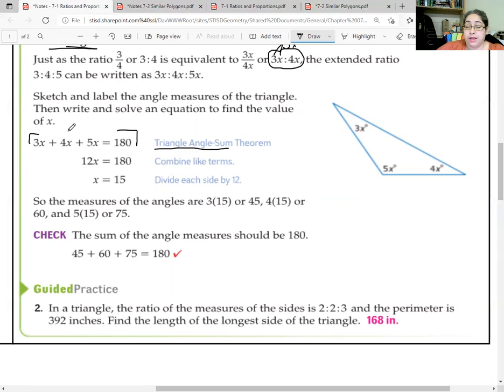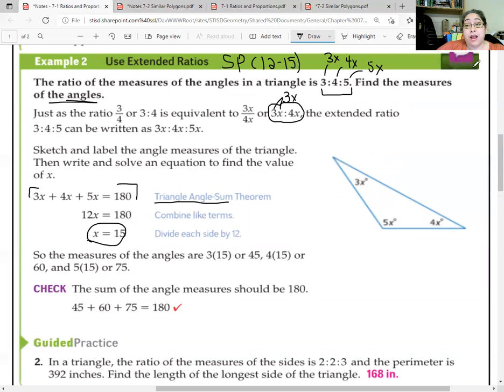3x, which is one angle, plus 4x, another angle, plus 5x, the third angle, equals 180. 3 plus 4 plus 5 is 12, and 180 divided by 12 is 15. And so x is 15. But I didn't get asked for x, I wanted the measures of the angles. So this angle measure here, 3x, is 3 times x, which I found to be 15. 3 times 15 is 45.